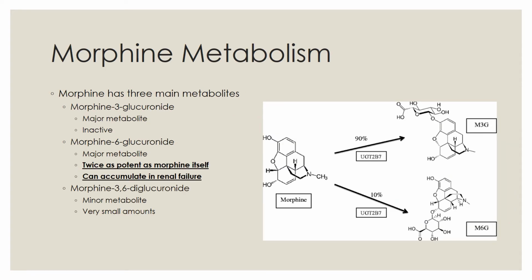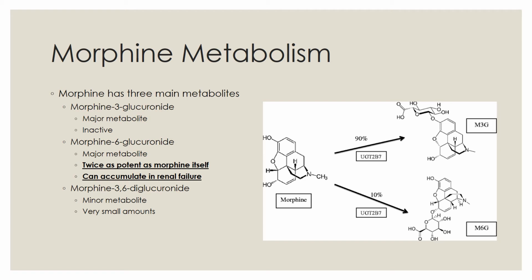All right, our next question is about morphine metabolism. There are three main metabolites, three main molecules that morphine is broken down into. They are 3-morphine glucuronide, 6-morphine glucuronide, and creatively, morphine 3,6-diglucuronide. The last, the 3,6, is a very, very minor metabolite. It's made in very small amounts.